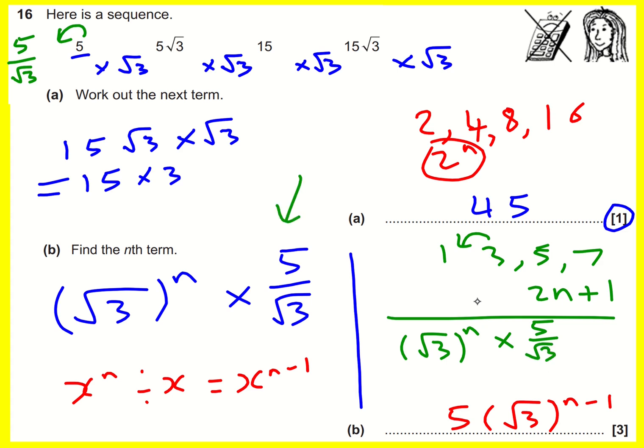I'm just explaining it in a different way. Instead of looking at this and thinking, what do I need to do to get 5 as my first term, I'm using the 0th term to help me out. In both cases, I then need to simplify to this.